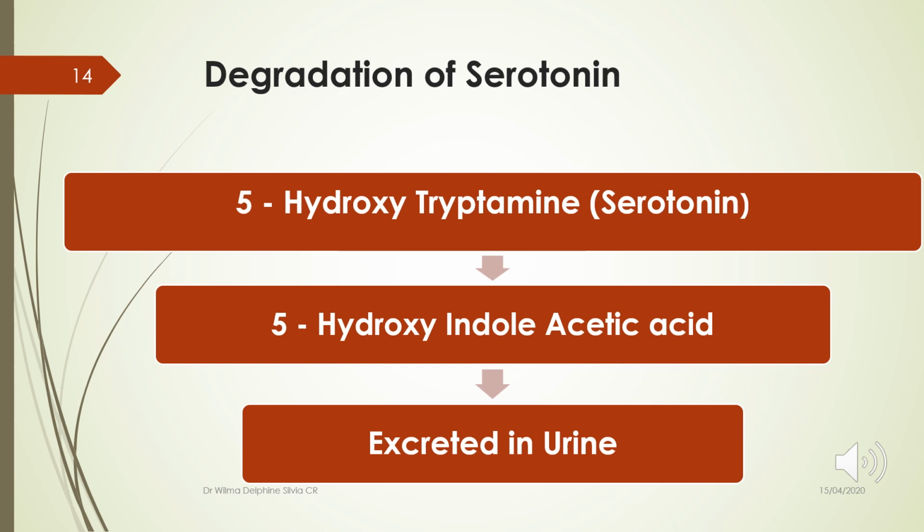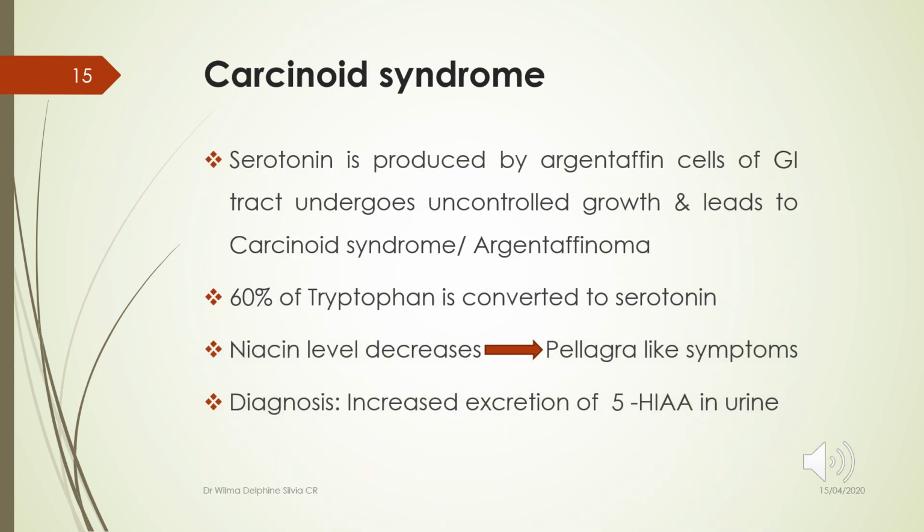5-hydroxy-indole acetic acid is also a major excretory product which is obtained from the degradation of serotonin in presence of the enzyme monoamine oxidase. Normally, in a healthy adult, only 1% of tryptophan is converted to serotonin. But in a condition where there is an uncontrolled growth of argentaffin cells of the gastrointestinal tract, it leads to a condition known as carcinoid syndrome or argentaffinoma, where 60% of tryptophan is converted into serotonin.